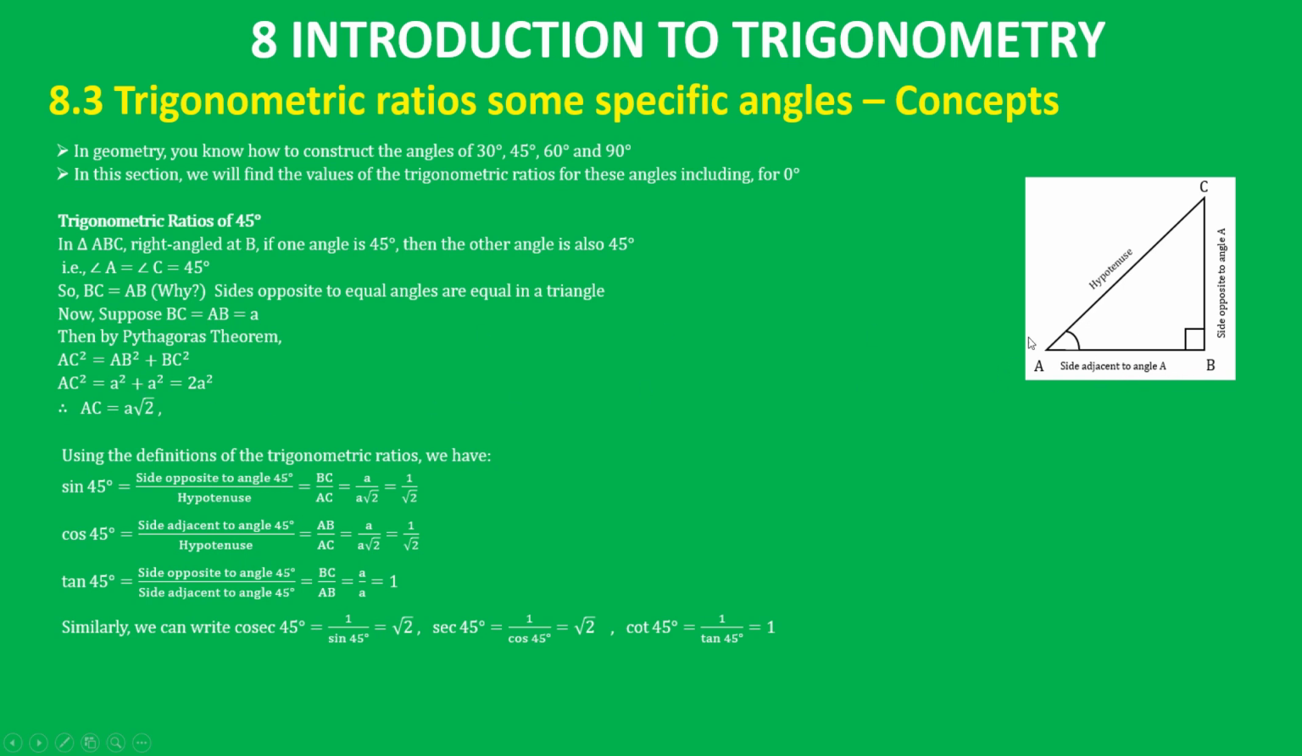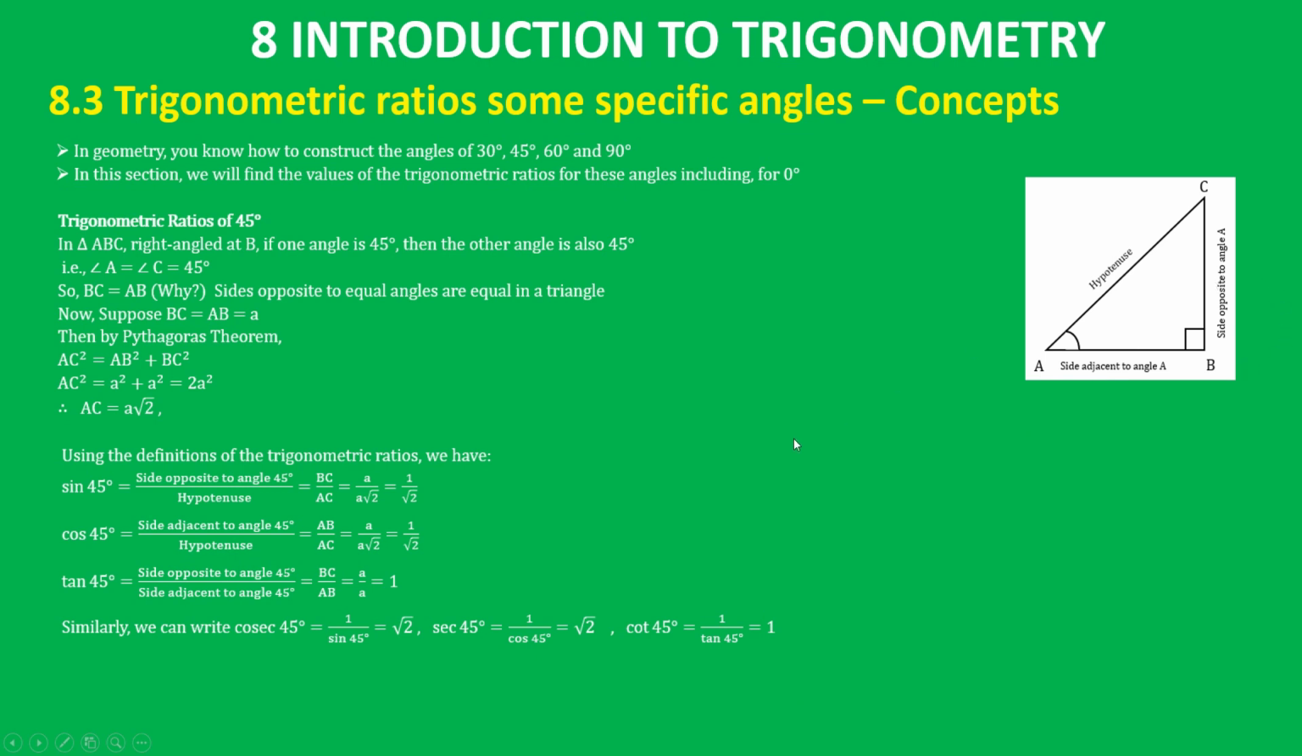Then use Pythagoras theorem. You will evaluate AC, hypotenuse. AC square is equal to AB square plus BC square. That is, AC square is equal to a square plus a square is equal to 2a square. Then AC is equal to a root 2. Yes, we have all the sides, right? We know all the sides. We know this side is a, this side is a, and this side is a root 2.